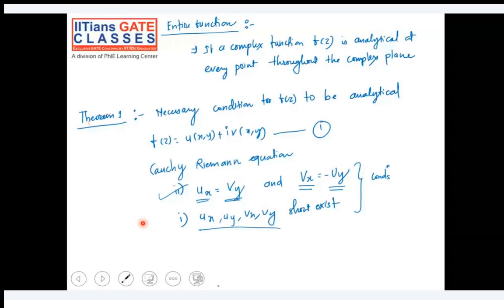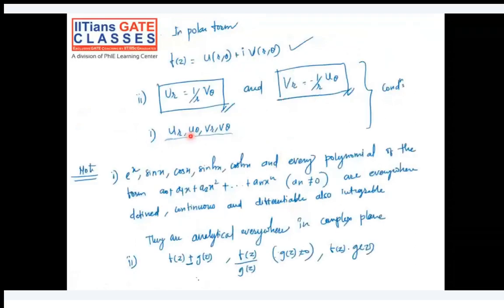So let's look at how the criteria will look in the case of polar form. The first criteria is that all the derivatives should exist, that is differentiation of u with respect to r, differentiation of u with respect to theta, differentiation of v with respect to r, and differentiation of v with respect to theta. So all these four derivatives should exist. So this is the first criteria.